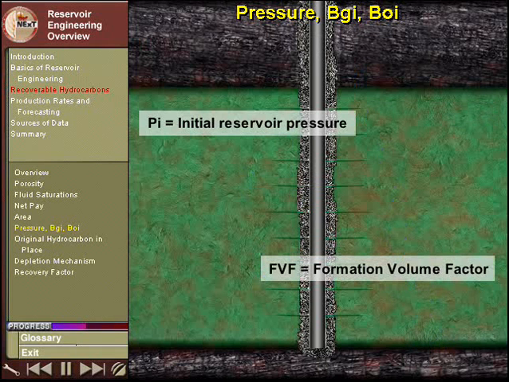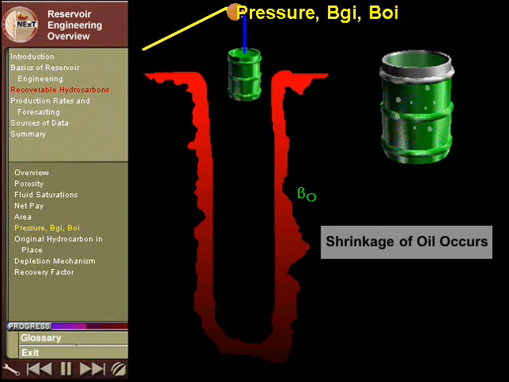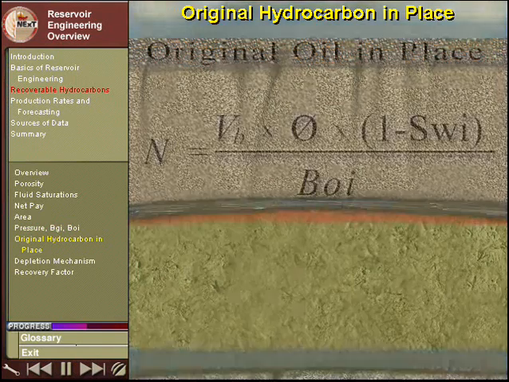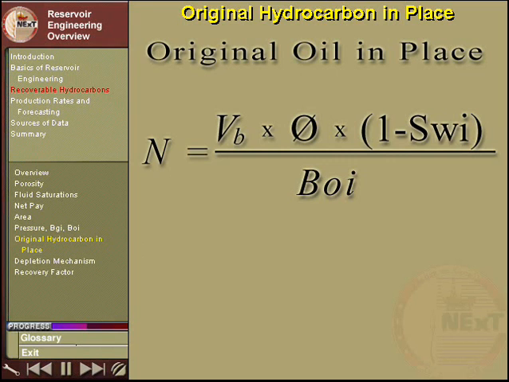The initial pressure is also used to calculate the formation volume factor, or FVF, for each phase in the reservoir. The formation volume factor is used to adjust for fluid volume differences between the reservoir and the surface due to pressure and temperature. Because hydrocarbon volume is measured at standard conditions, the volume of oil or gas is different in the reservoir than at the surface. We've just learned a number of very important physical parameters that are used to characterize a reservoir.